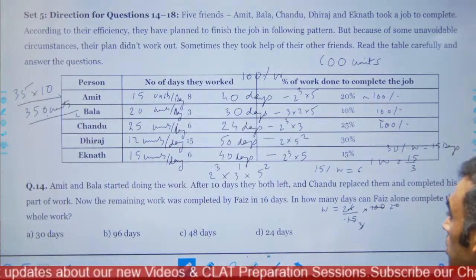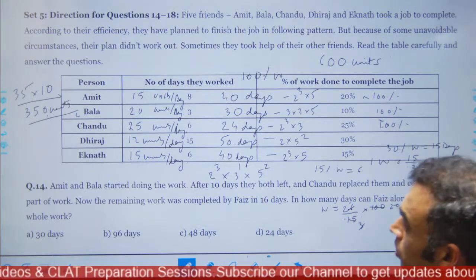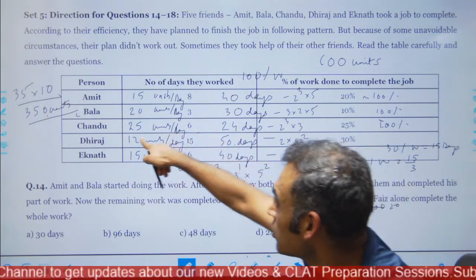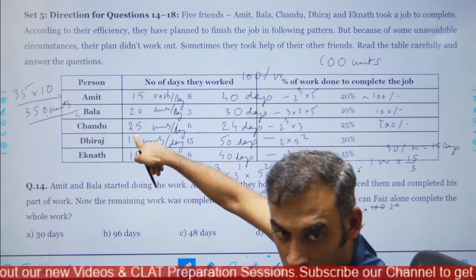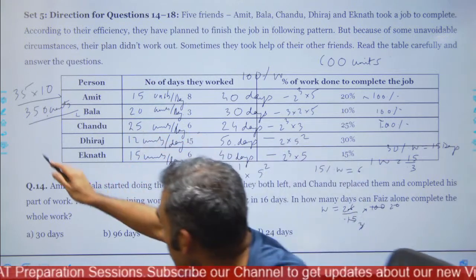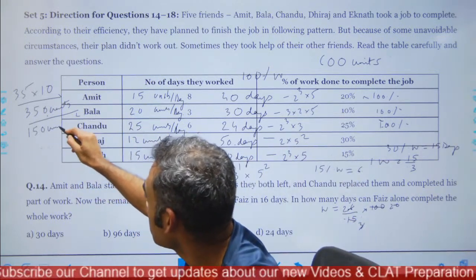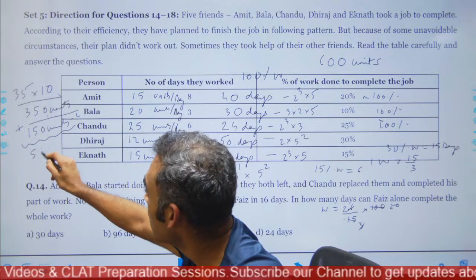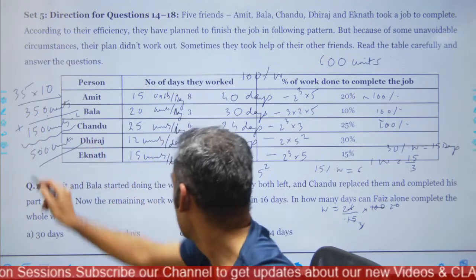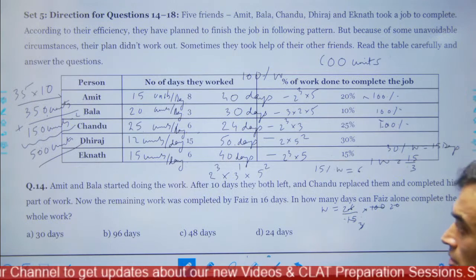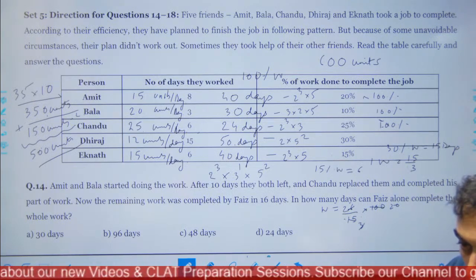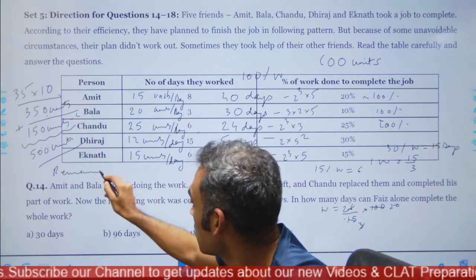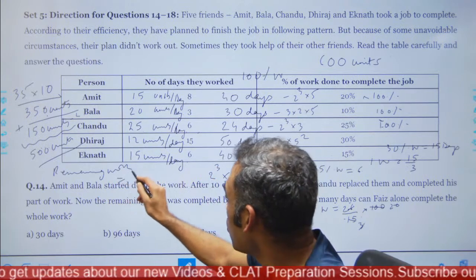right? And Chandu replaced them and completed his part of work. Chandu actually worked for how many days? Number of days they worked, 6. And Chandu is doing at the rate of 25 units per day. So he does 25 into 6, which is equal to 150 units. So together, 350 plus 150 is equal to 500 units of work is done. Right? So remaining work, my remaining work is equal to 100 units.